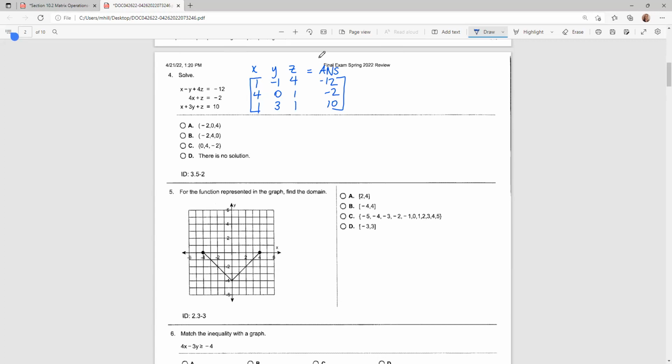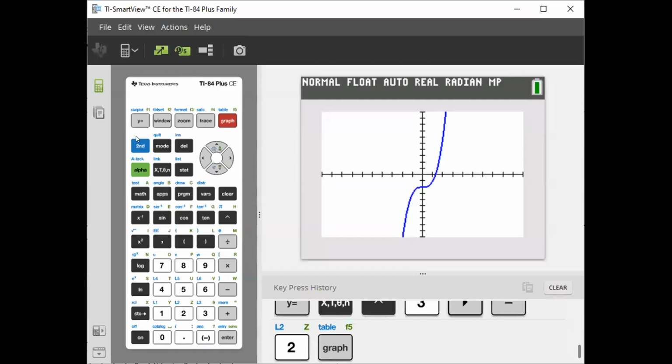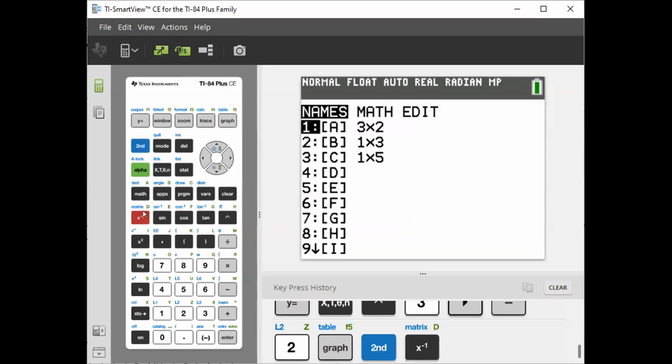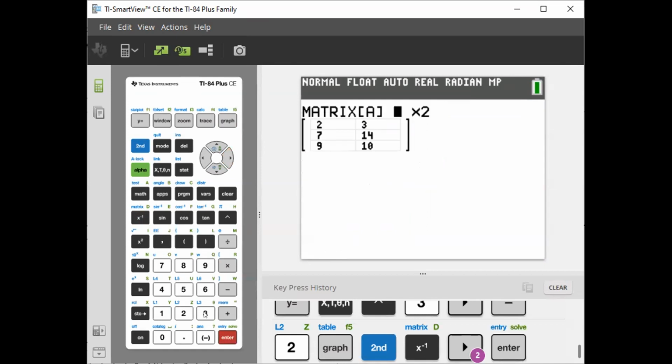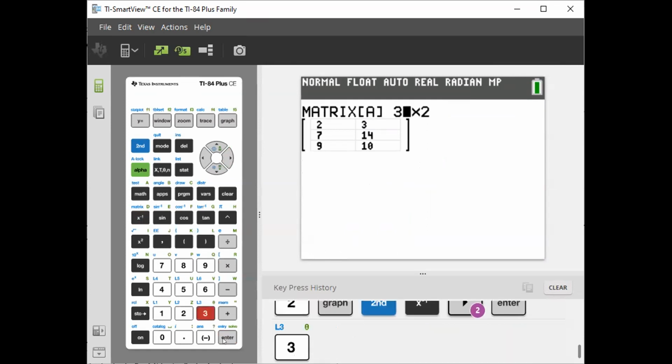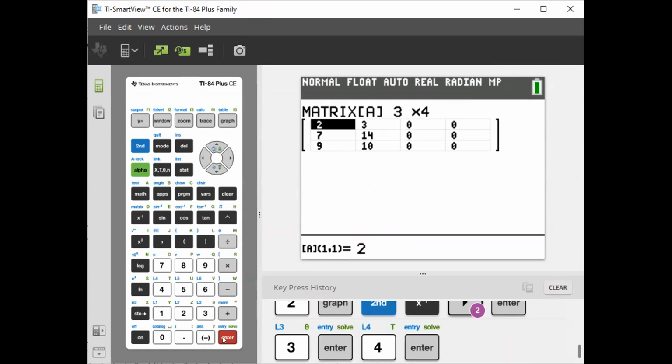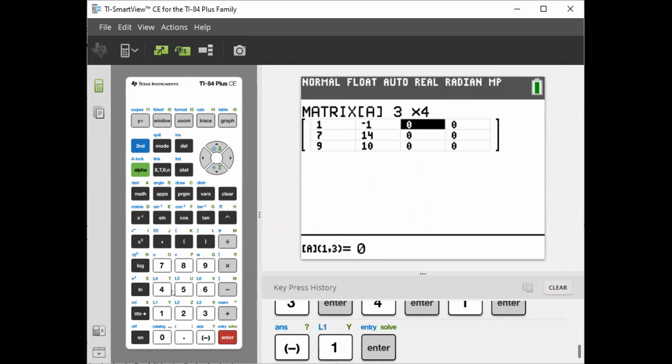Okay. This is where you would want to go to your graphing calculator and go to second matrix. I'm recording this as well, so I'll post this if you need to go back and fast forward to whatever problem you're looking for. But you can hit enter, and then this one would be a 3x4. And you would type in what we just did. So 1, -1, 4.